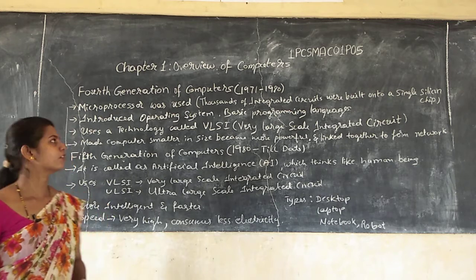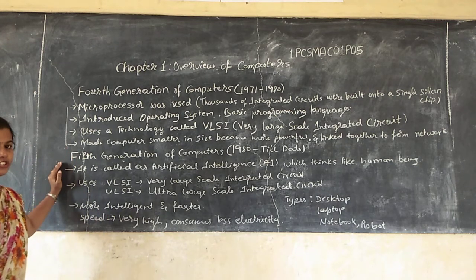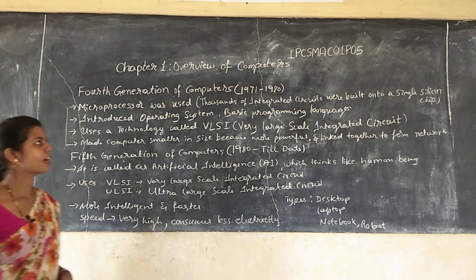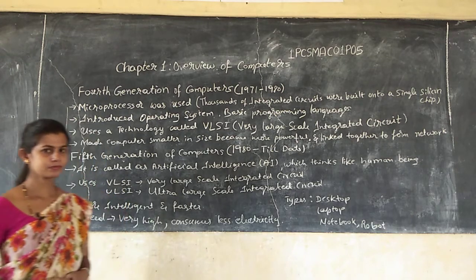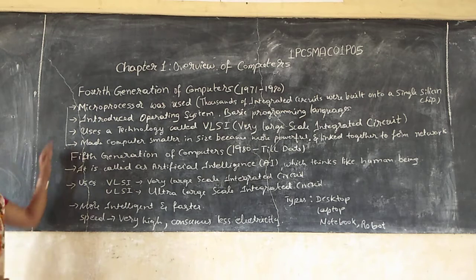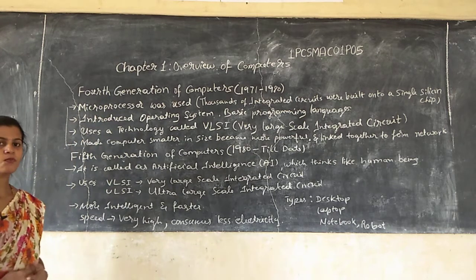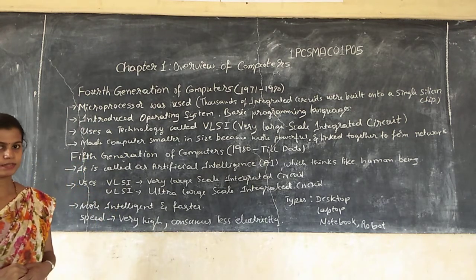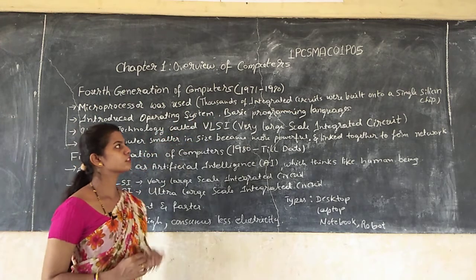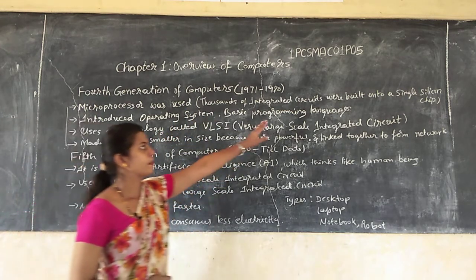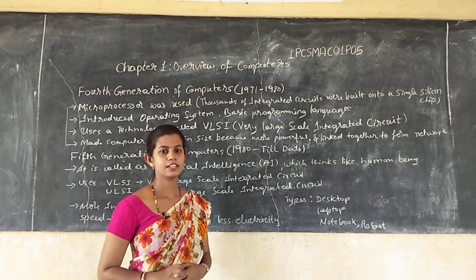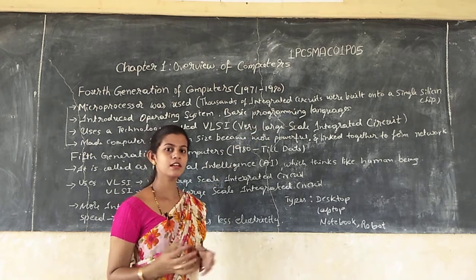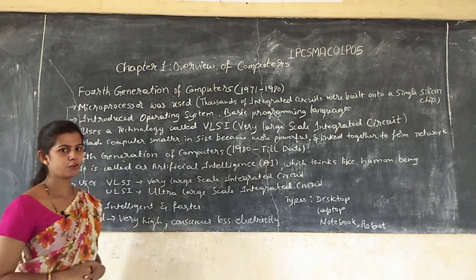Today we will understand the fourth generation of computers. The fourth generation of computers was developed from the year 1971 to 1980, and here they have used microprocessors. Microprocessor was the basic component used in the fourth generation of computers. In microprocessor, thousands of integrated circuits were built onto a single silicon chip. That is called a microprocessor.